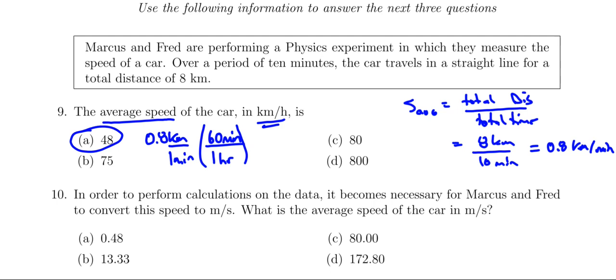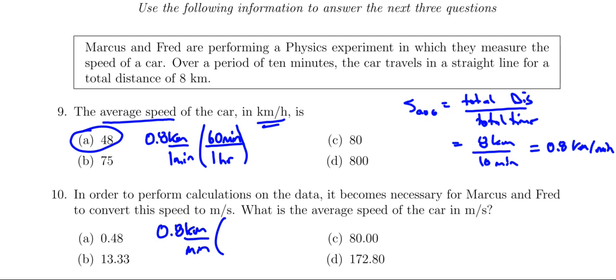Good. So now the second question says, in order to perform the calculations on the data, it becomes necessary for Marcus and Fred to convert this to meters per second. Okay, so we're going to get 48. Actually, you know what we might do here is we might just start with our 0.8 kilometers per minute. And we can convert that into meters per second. Okay, actually, I'm going to do that a little smaller here.